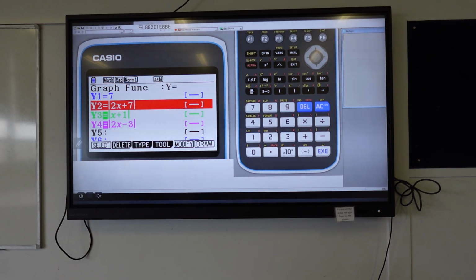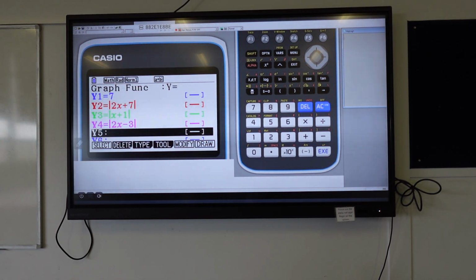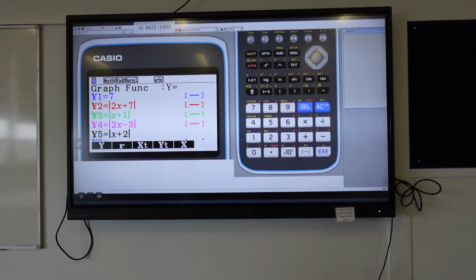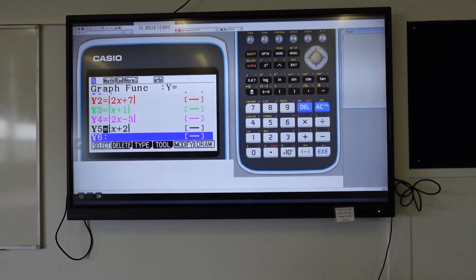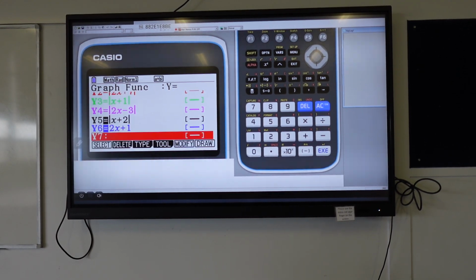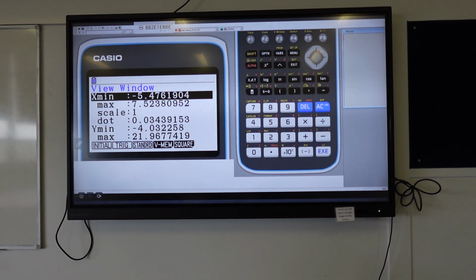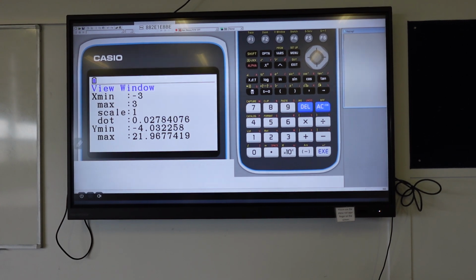No. So let's turn these functions off and let's put it in. It's going to be the absolute value of x plus 2. The next one was 2x plus 1. We're going to set our window to be between -3 and 3.